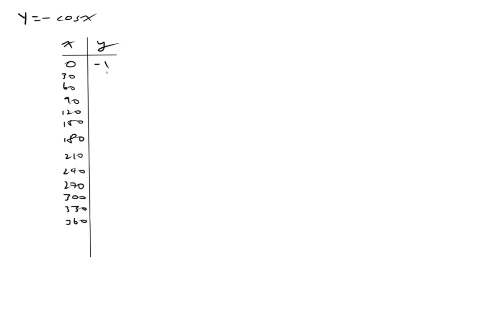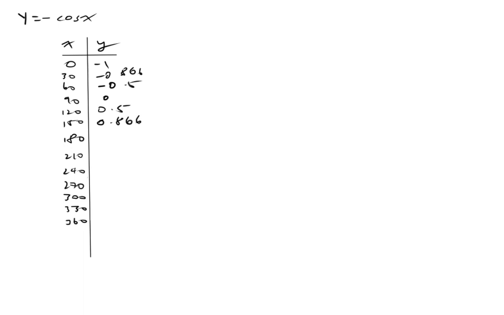Negative cos 30 is equal to around negative 0.866. Then we have negative cos 60, which is going to be equal to negative 1/2. Then we have negative cos 90, and negative cos 90 is going to be equal to 0. Then we have negative cos 120, which is equal to 0.5 or 1/2. Then we have negative cos 150, which is equal to 0.866.